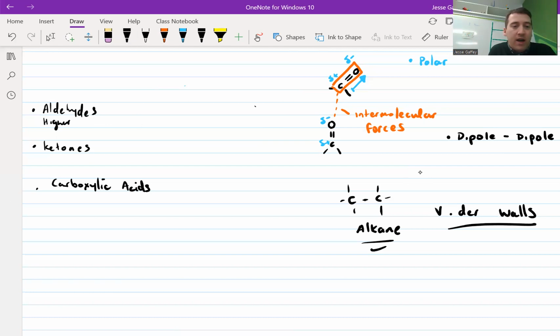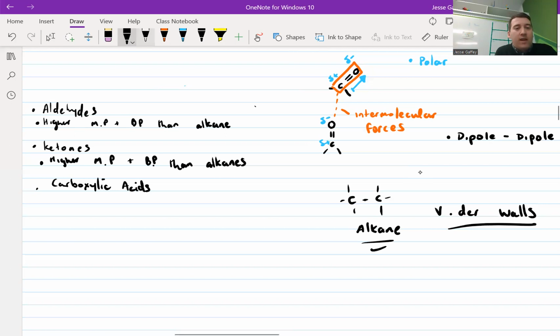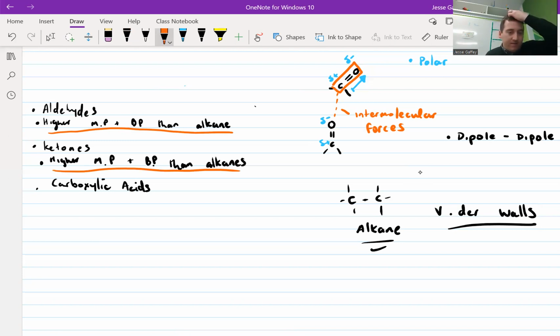Actually, I should put in higher MP and BP than alkanes, or alkenes or alkynes, any of those that don't have this polar group. And of course, this will be the same for the ketones. They have higher MPs and BPs than alkanes or alkenes. Okay, so that's something to note. That's the first property that we're looking at, melting and boiling points, and they will be higher than alkanes because alkanes only have van der Waals forces.